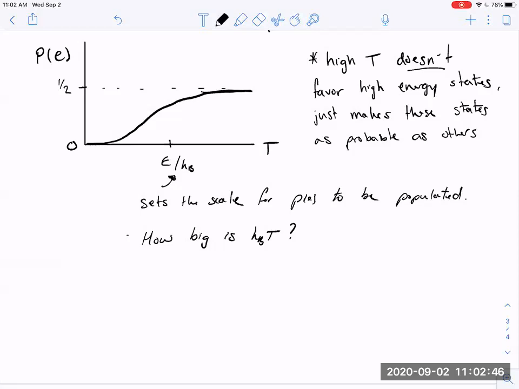So, maybe we can discuss in our live session on Thursday what the size of kBT is for typical molecular excitations, things like vibrations, rotations, and translations.